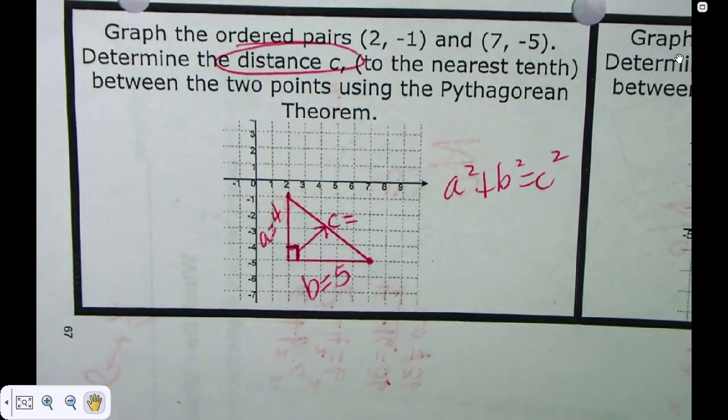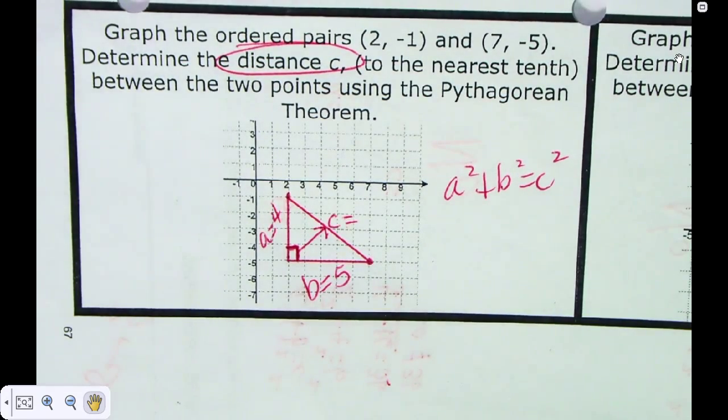Get the square root. Go do it real quick. And do the next one. Go do both of them. Round to the nearest tenth, it said. Round to the nearest tenth.